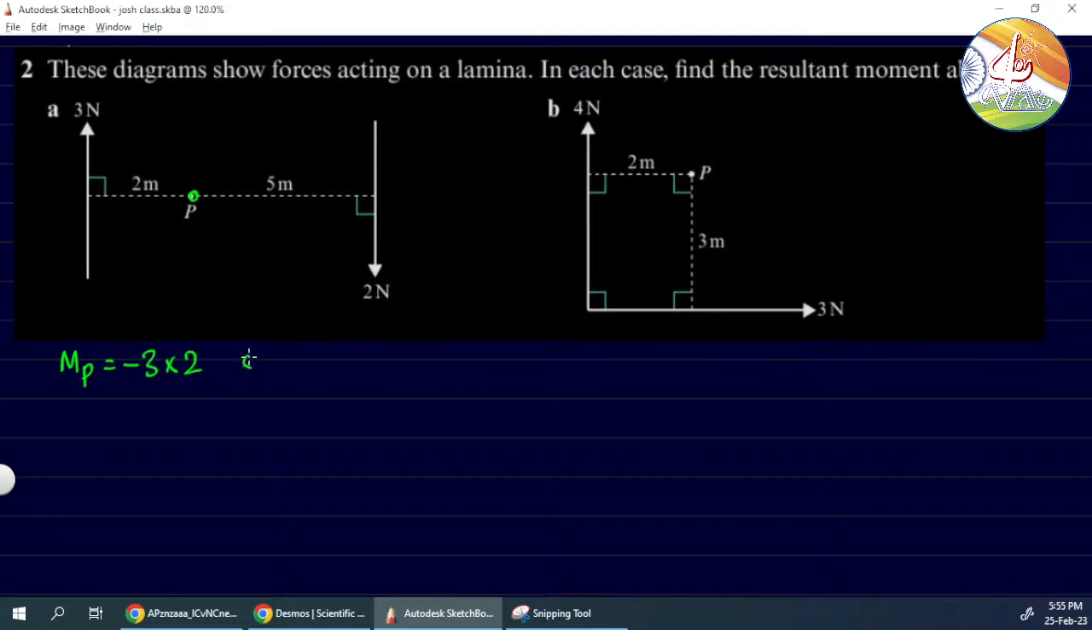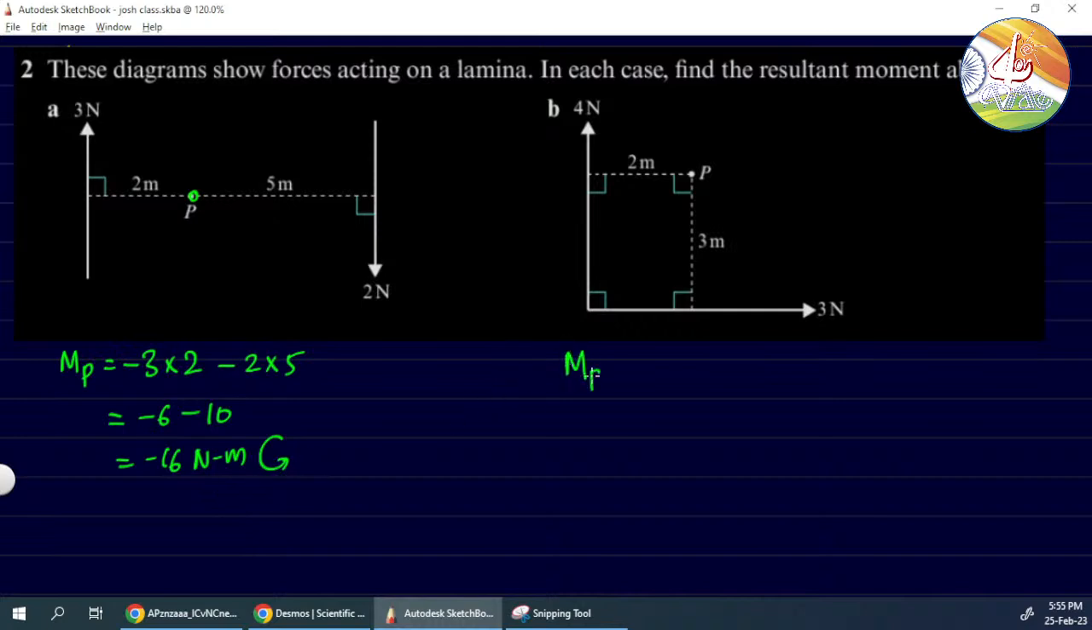The next force is 2, perpendicular distance is 5. Is it clockwise or anti-clockwise? This is clockwise, so minus again. So total moment will be 3 × 2 = 6, plus 2 × 5 = 10, so minus 16 Newton meter. Minus means it is in clockwise direction.